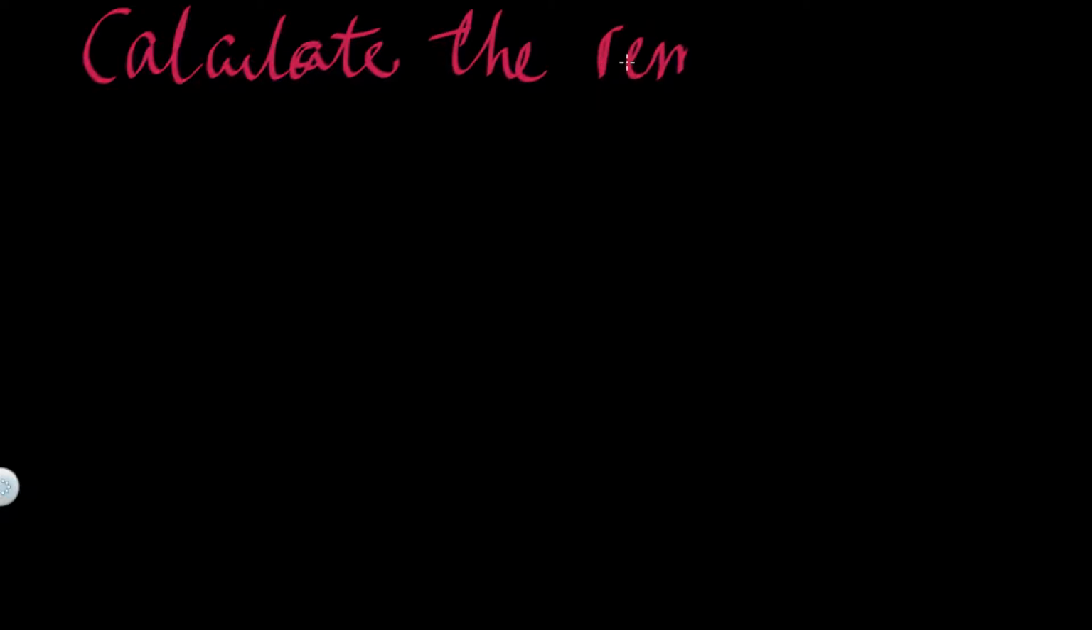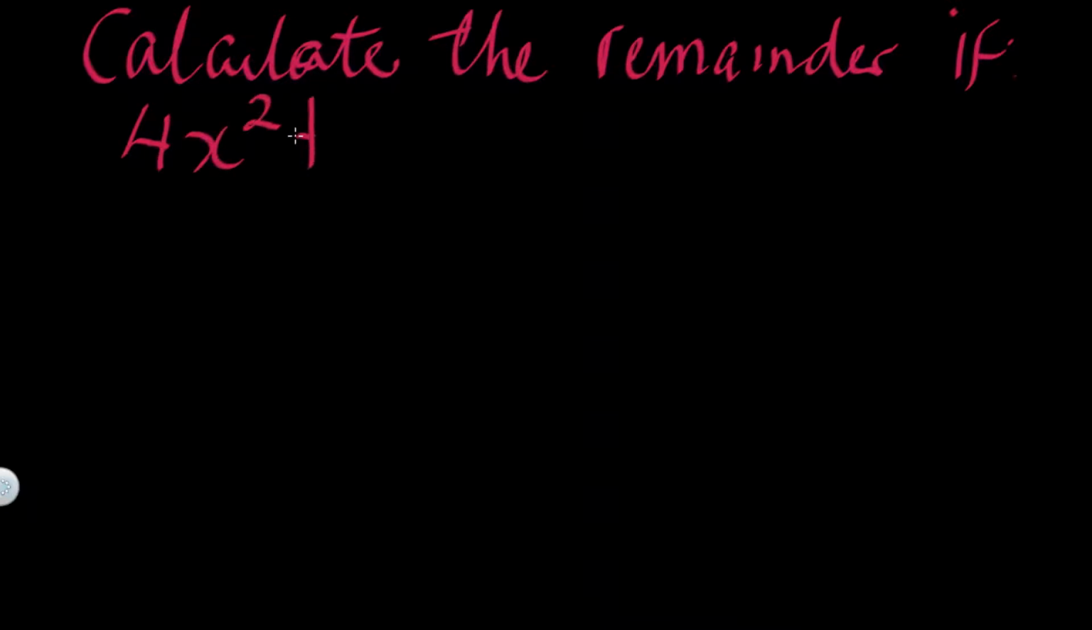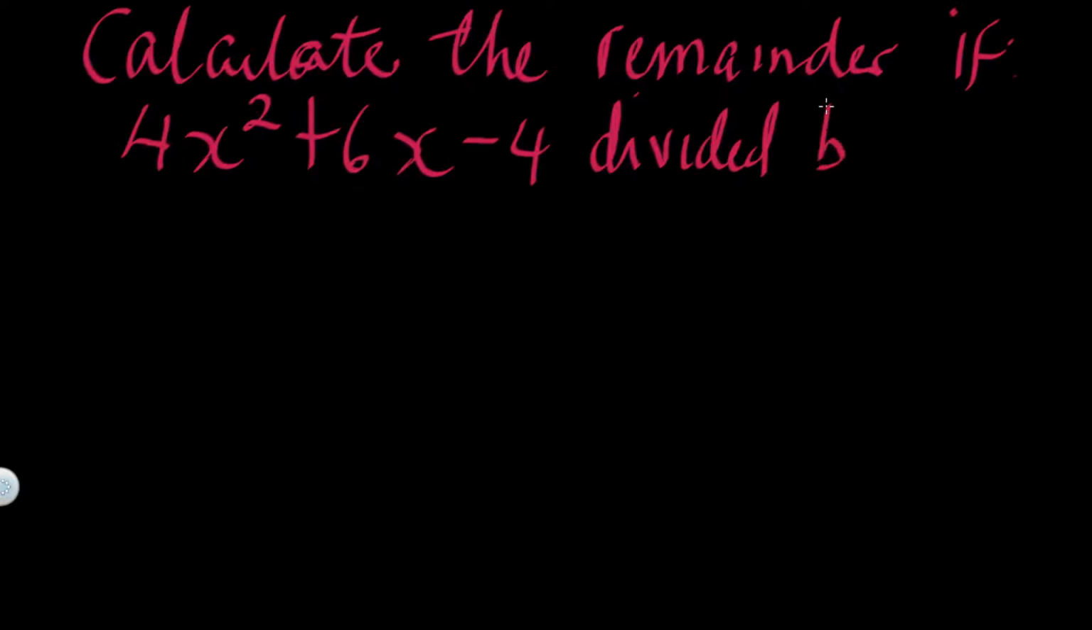So our dividend is 4x squared plus 6x minus 4, and this is divided by 3x minus 5.